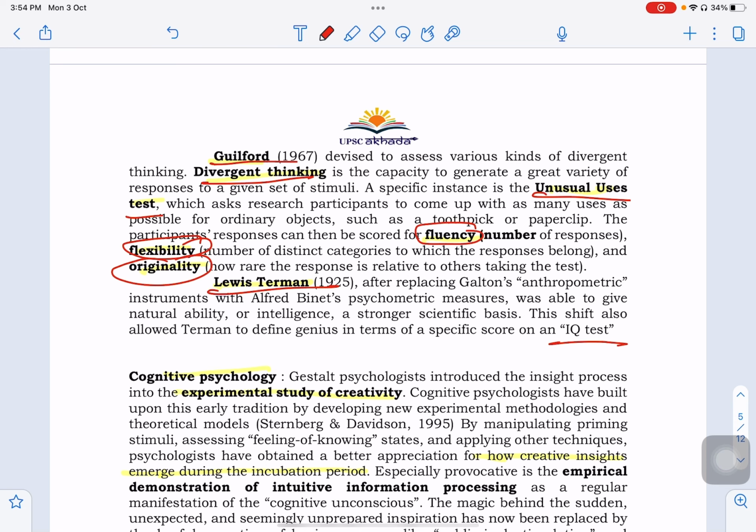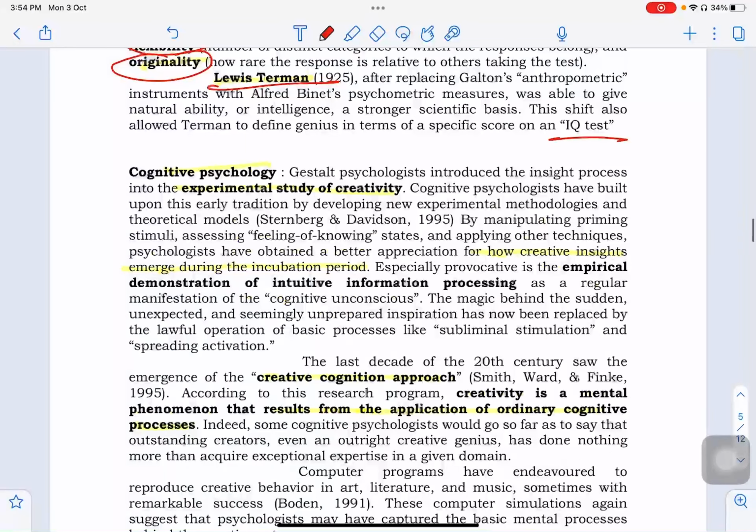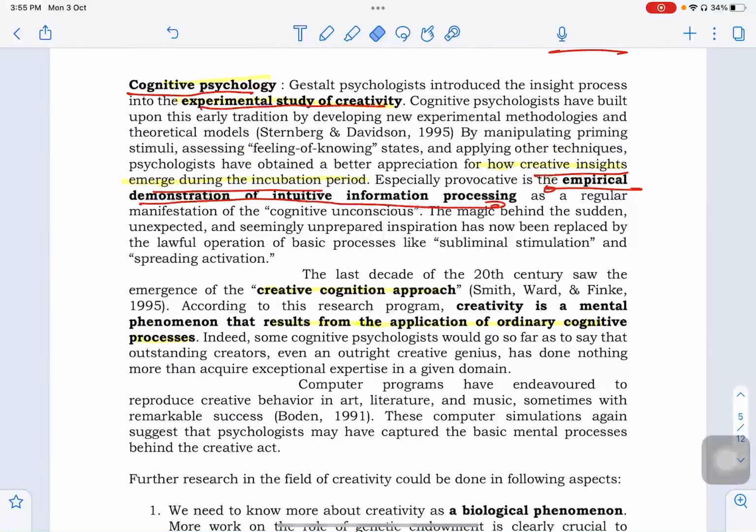So we also discuss the IQ test. And the most important and most famous nowadays is cognitive psychology, the experimental study of creativity. They discuss the processes behind creativity, how creative insights develop during the incubation period. So they want to establish the empirical demonstration of intuitive information processing, कि cognitive unconscious क्या है, the feeling of knowing वाला जो stage है, वो how the neural networks work there. And now the recent approaches are the creative cognition approach.